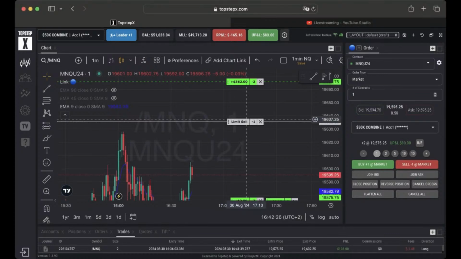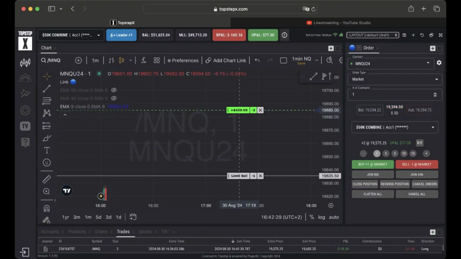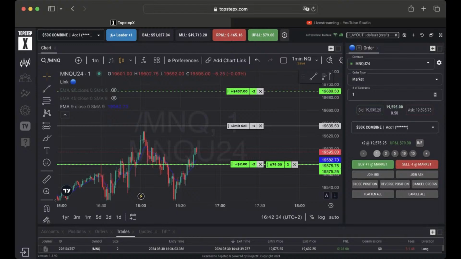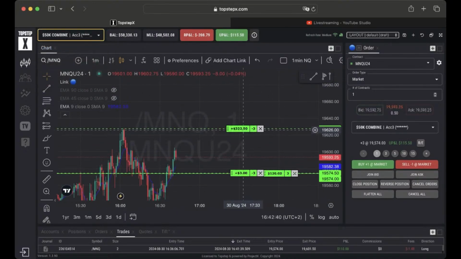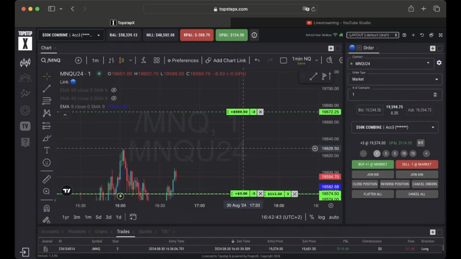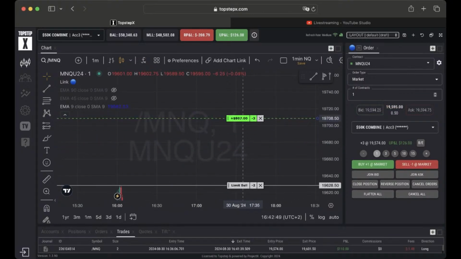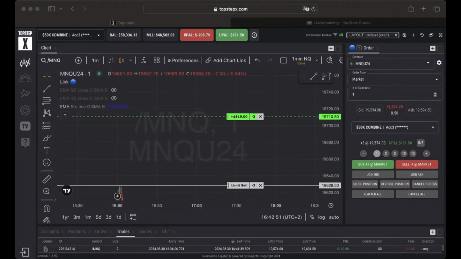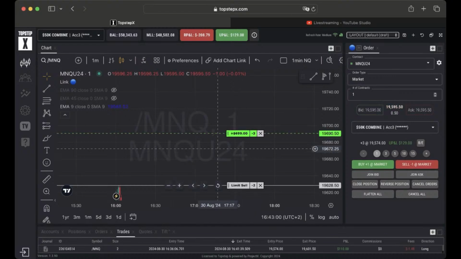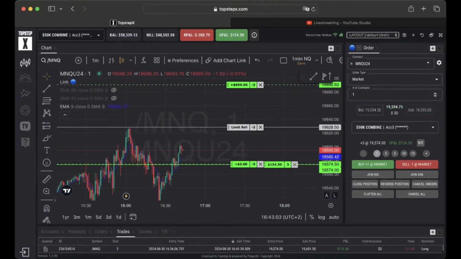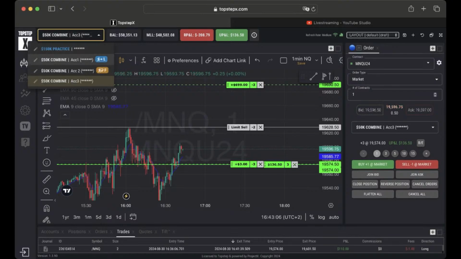I'm still convinced that we will go to this over here. So yeah, those are my targets, and I'm going to sell 2 here and one at 694. So this is the game plan.